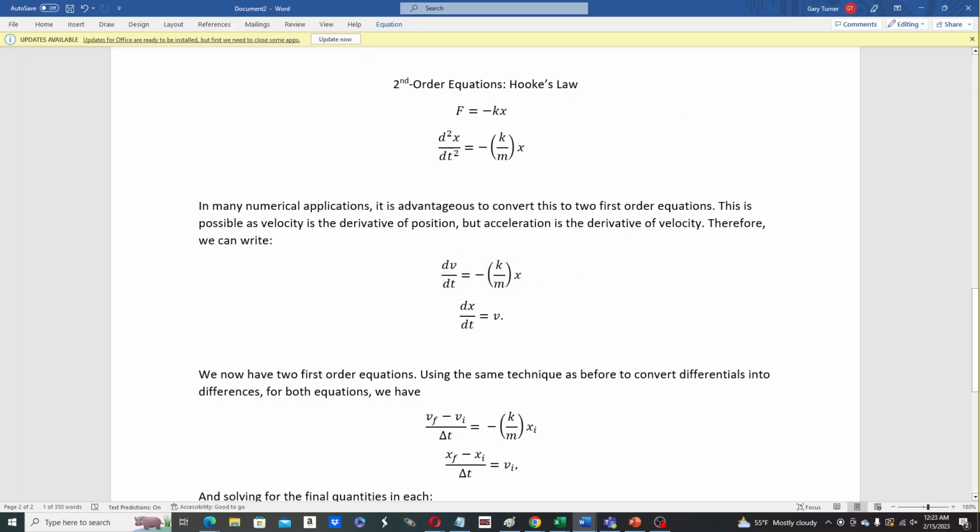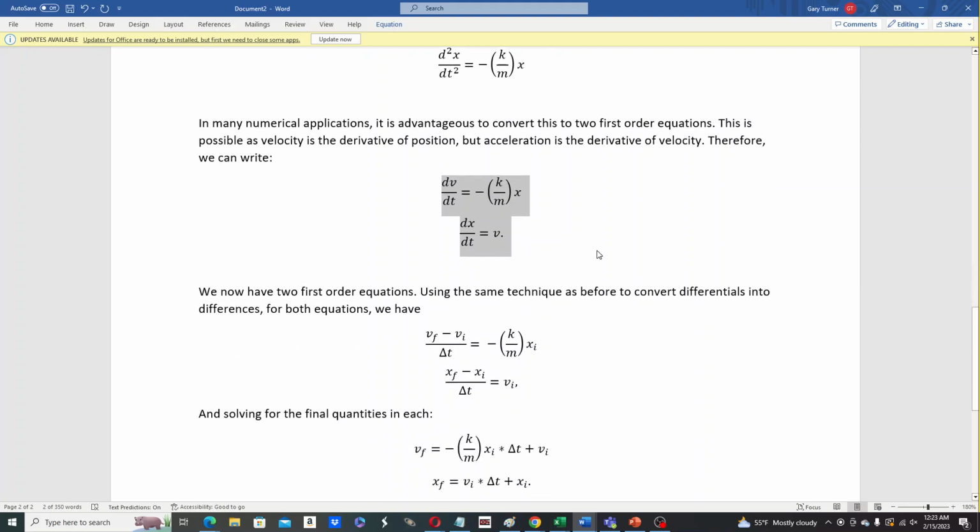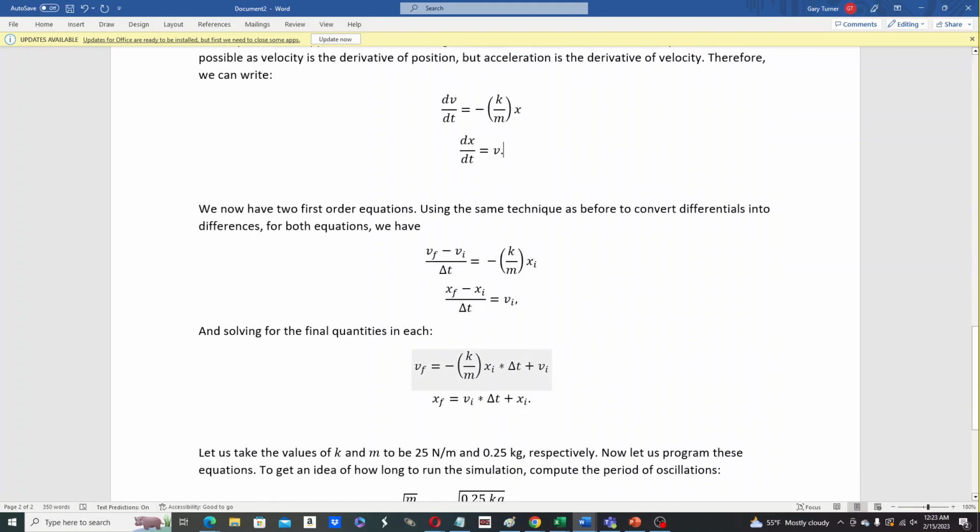And generally when you're working with Newton's laws, with accelerations and velocities and so on, anytime you have a second order differential equation, you will almost always be able to reduce it in a form like this. So now we're going to convert these two equations to difference equations. I'm going to take Vf minus Vi over my time interval is equal to negative k over m times xi, and xf minus xi over my time interval is equal to Vi. Solving for my final quantities in both cases, I get this set of equations. So this is what we're going to program into Python.